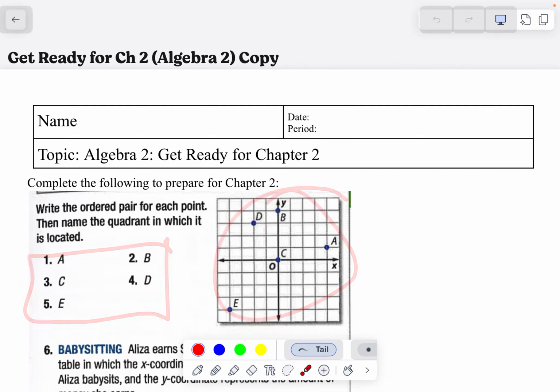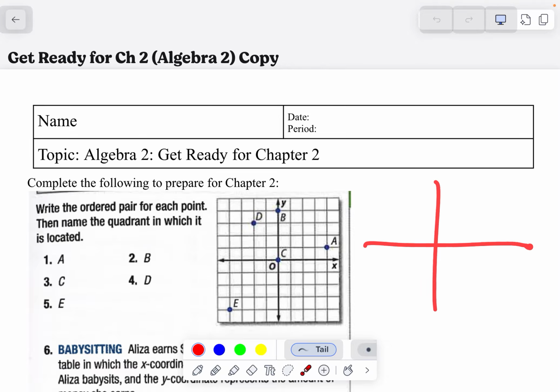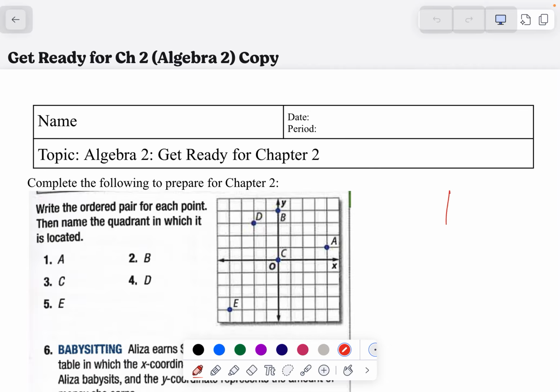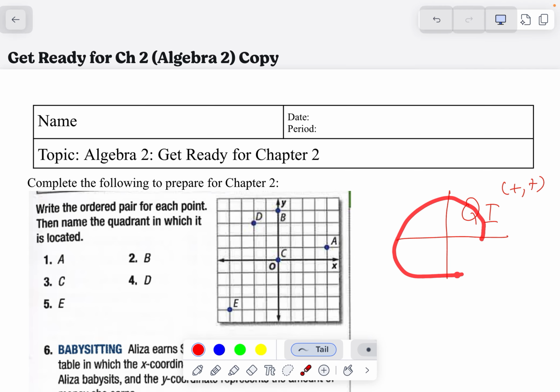So let's take a look at number 1. It says, write the ordered pair for each point, then name the quadrant in which it's located. Let me remind you of the quadrant locations, okay? So if you want to write down and make a little XY grid, go ahead and do that. If we start in the positive area, that is quadrant 1. It technically starts here where it's positive, and goes counterclockwise. So that's quadrant 1. Here is quadrant 2.